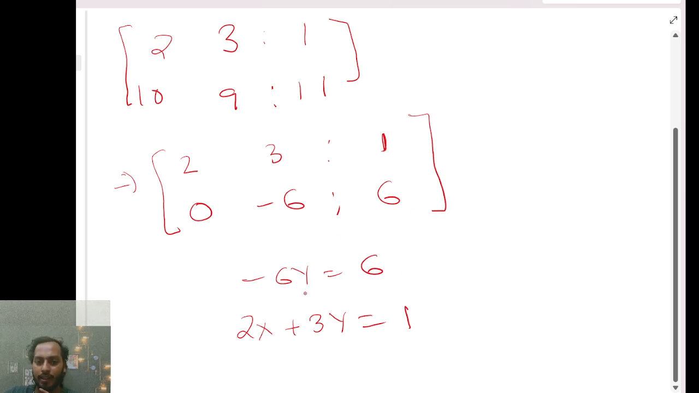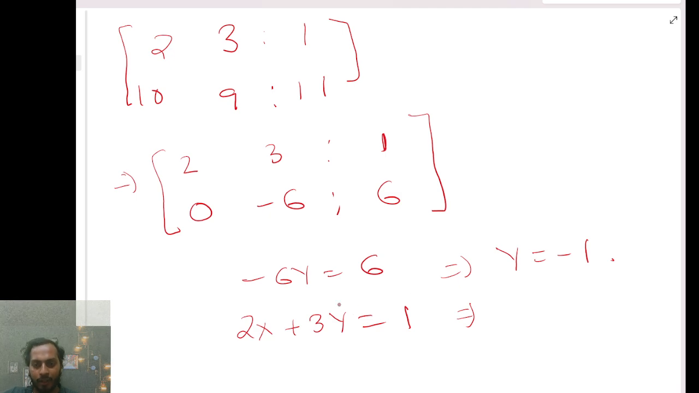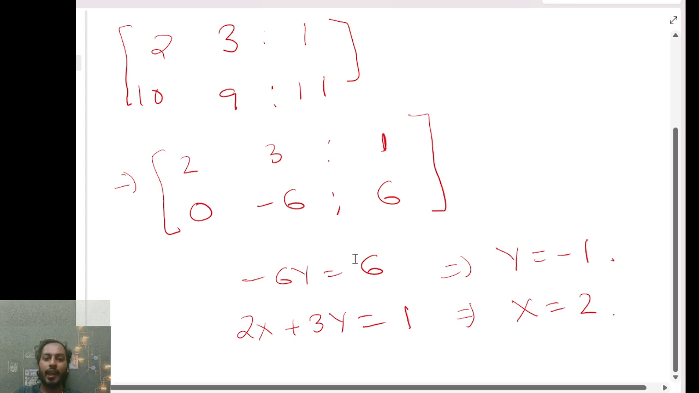If you see this second equation, you can directly tell me the value of y. The value of y would be minus 1. And in the first equation, 2x plus 3y is 1, you already know y is minus 1. If you put y as minus 1 here, it becomes 2x minus 3 is 1. You can say 2x is 4, x should be 2. So I think that is my answer: y should be minus 1 and x should be 2.